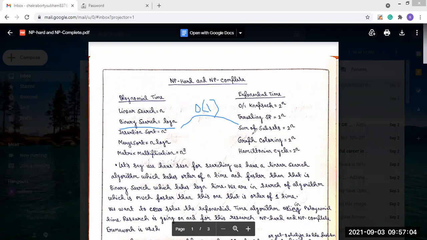That means, between 0/1 knapsack, traveling salesman problem, sum of subsets, graph coloring, and Hamiltonian cycle, if we can show some relation between these five algorithms, then if we pick just one algorithm and it is solved in polynomial time, we can say that all the other problems can be solved in polynomial time. But even for doing that, we have to find some relation.